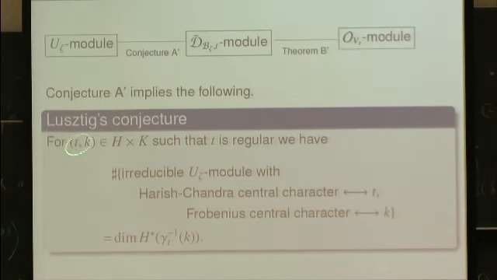So if T and K, where T is a Harish-Chandra central character and K corresponds to the Frobenius central character, are fixed such that T is regular, then the number of irreducible modules coincides with the dimension of the cohomology ring of this kind of Springer fiber.